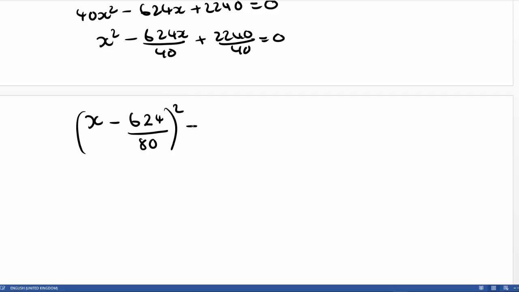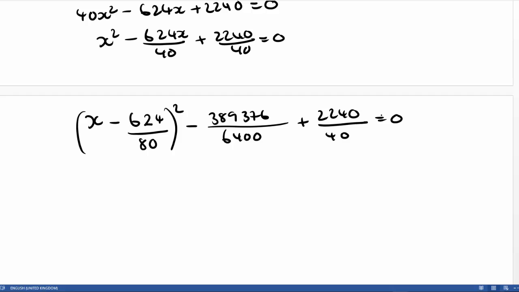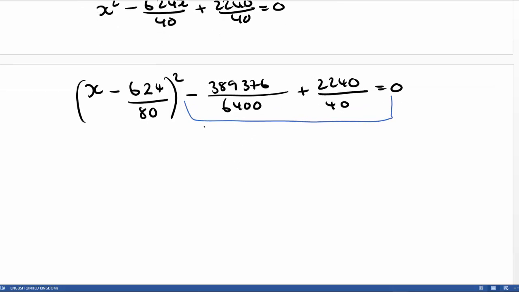Okay, now what we're going to do, you're going to follow along with me. You're going to do 624 and we're going to square it in the numerator and we're going to subtract that, and that's going to be 389,376. And you're going to take the square of 80, which is 6,400. And we're going to add it to 2240 over 40, which is equal to 0. Now, what you need to do, in this part here, you're going to work on this fraction now. This is a calculator question, guys, so I'm not doing it in my head.